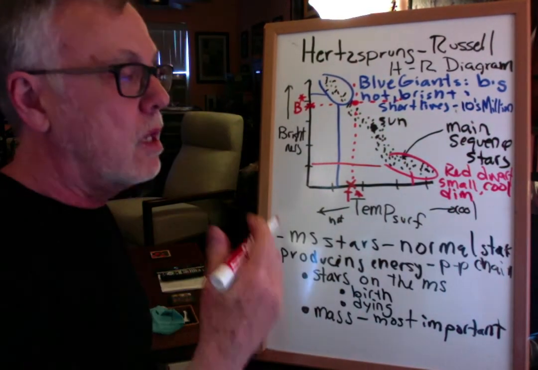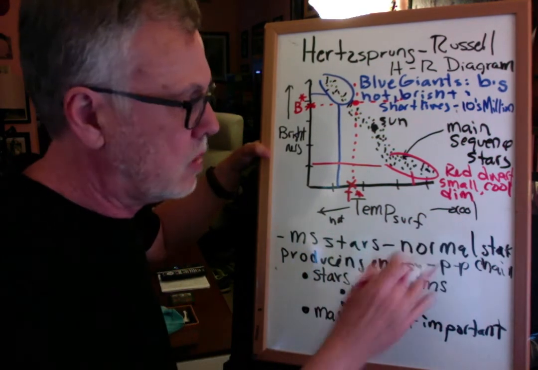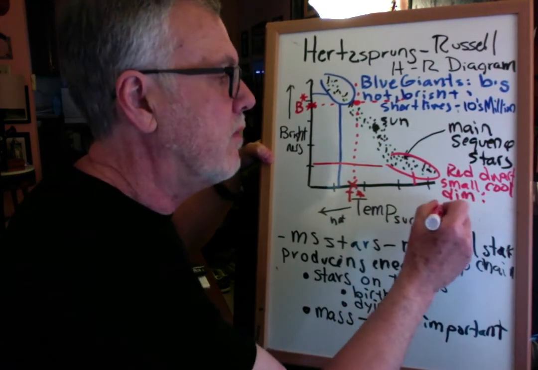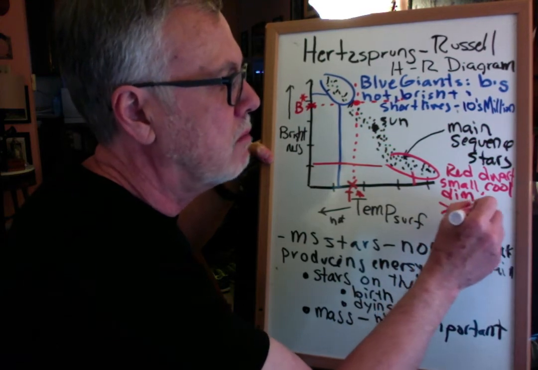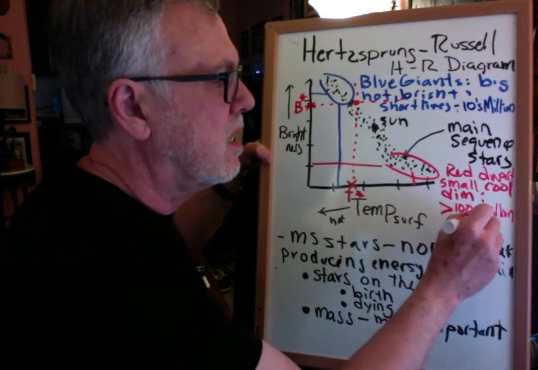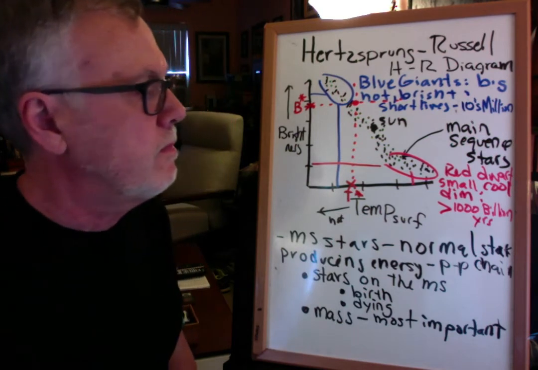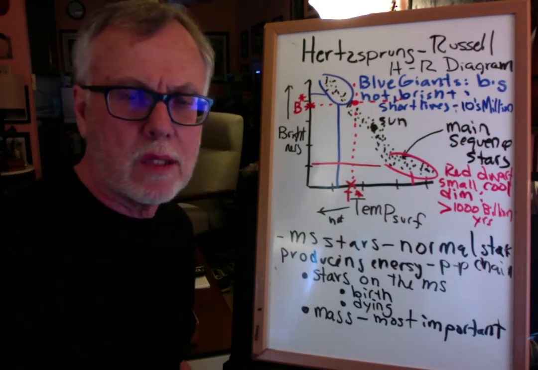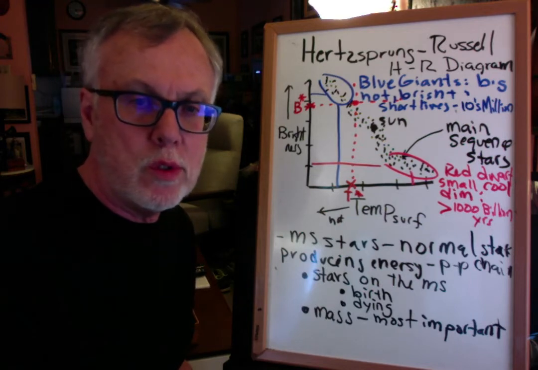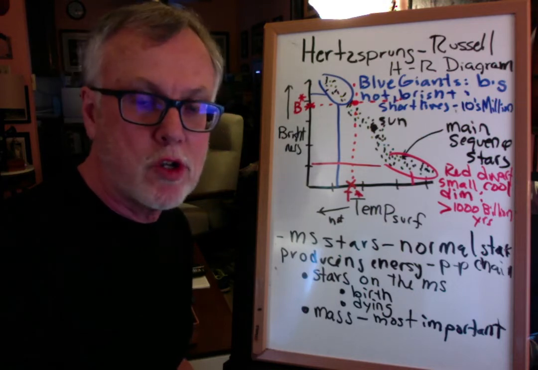And even though they're a lot smaller than the blue giants, yet these guys will live a long time. These guys can live more than 1,000 billion years, meaning over 1 trillion years. Well, how is that the case? Well, it turns out that for red dwarf stars, they don't use their fuel very quickly. Compared to a blue giant, they just burn through their fuel.